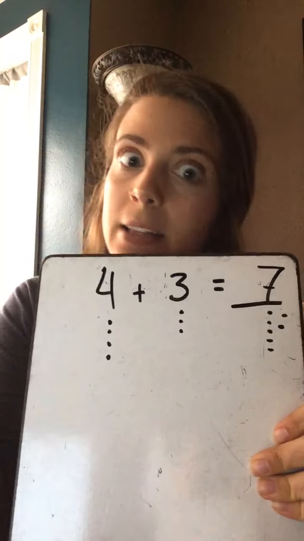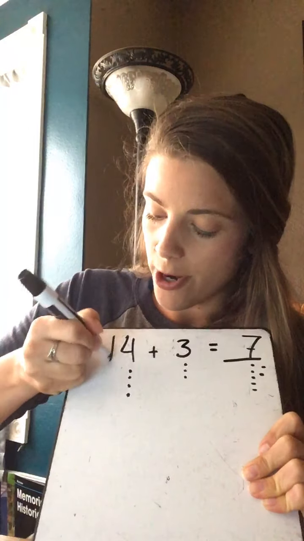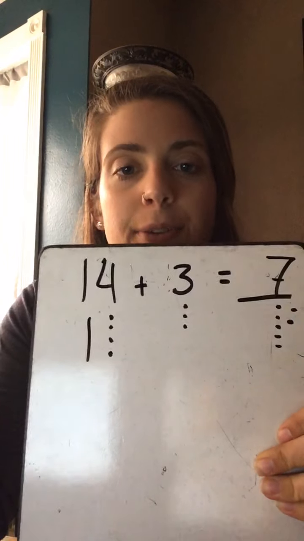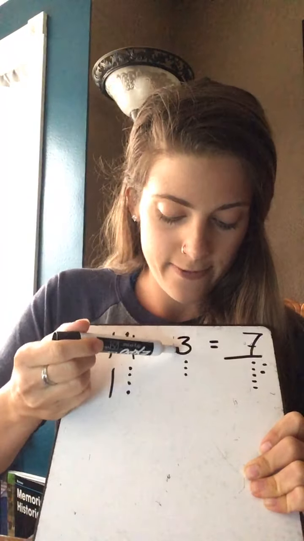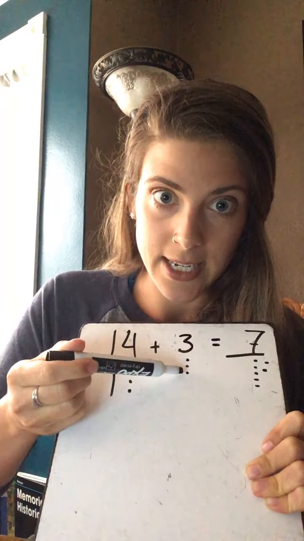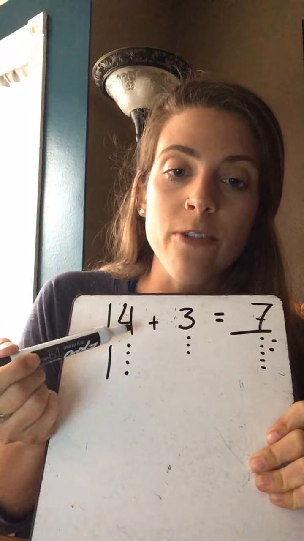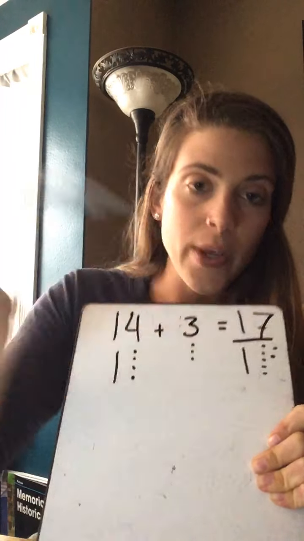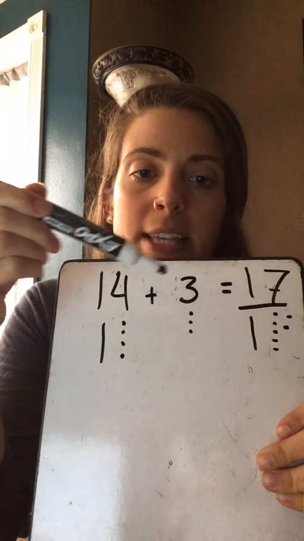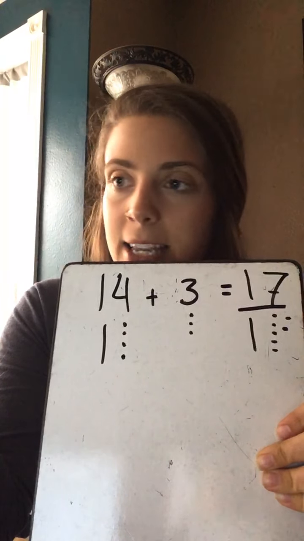Okay, let's add a 10. Let's make it 14 plus 3. Now we could count on 14, 15, 16, 17, or we can just think we know the 4 plus 3 is 7, and we just added a 10. So we could add a 10 over here. So 14 plus 3 is 17.